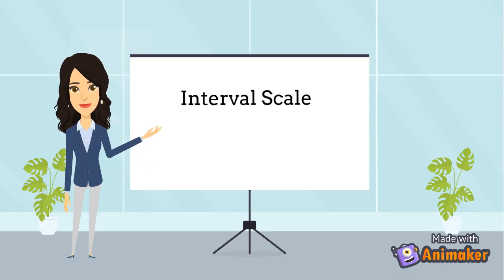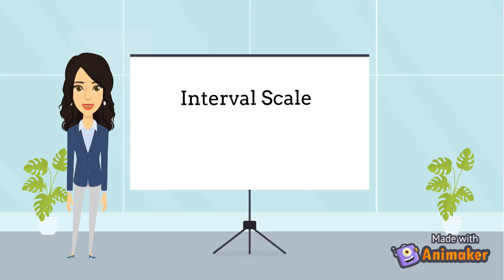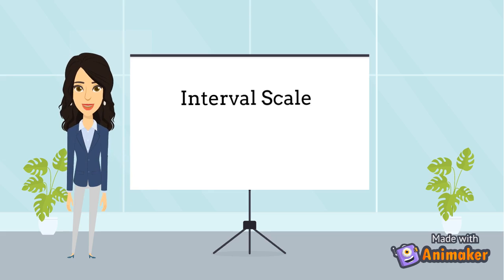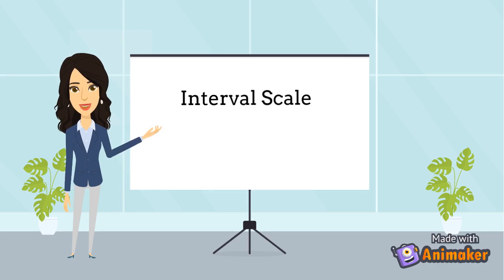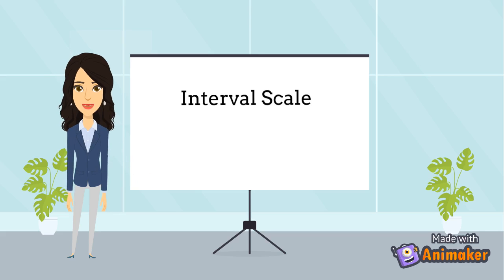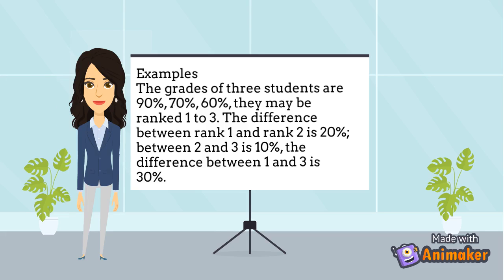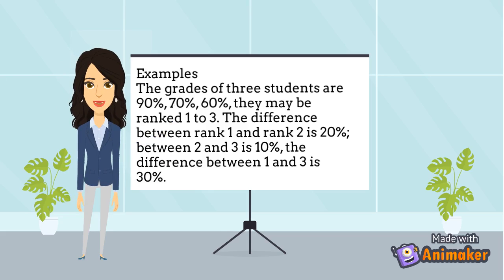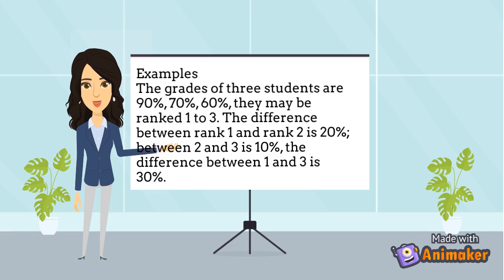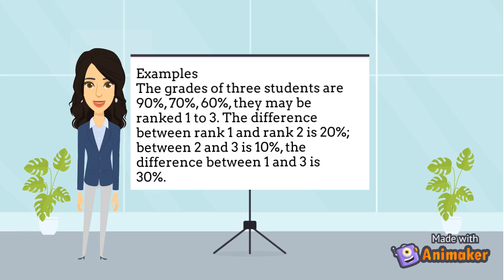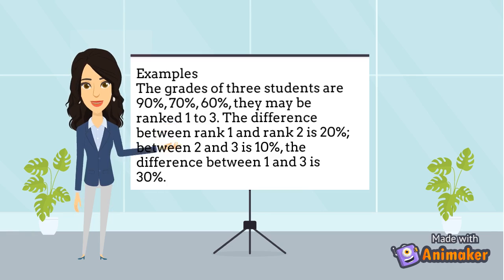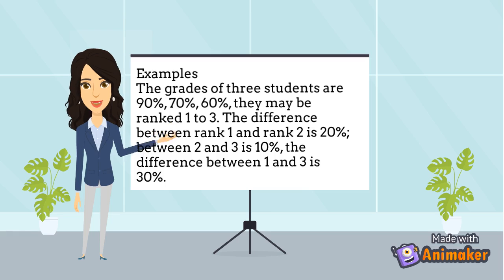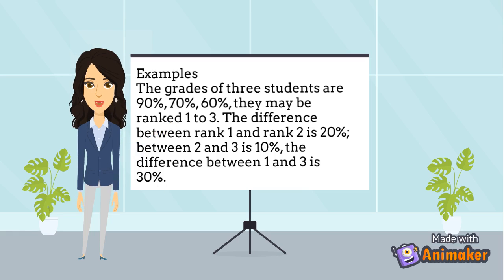Three. Interval scale. When the numbers used to identify observations represent not only ordering of observations but also meaningful information regarding the degree of difference or distance between observations. Example. The grades of 3 students are 90%, 70%, 60%, they may be ranked 1 to 3. The difference between rank 1 and rank 2 is 20%, between 2 and 3 is 10%, the difference between 1 and 3 is 30%.